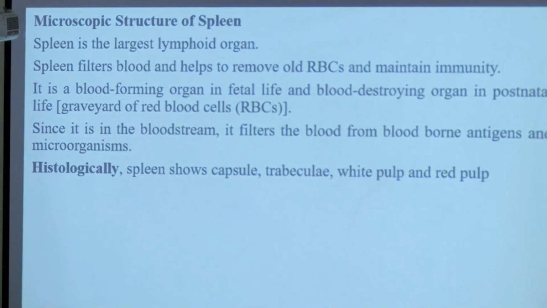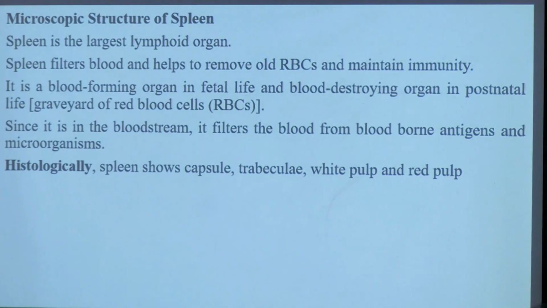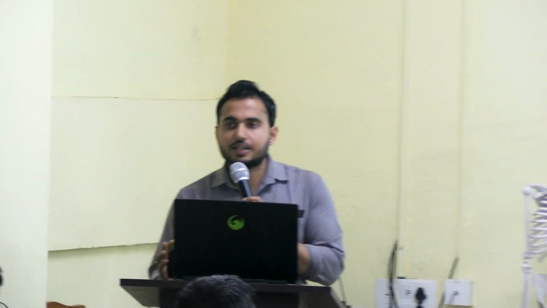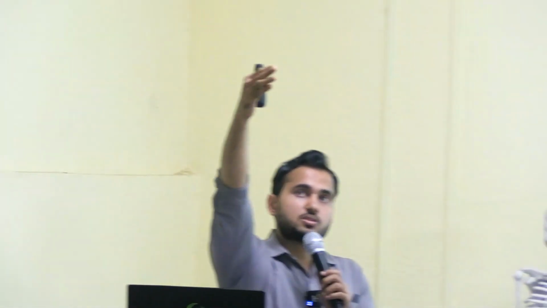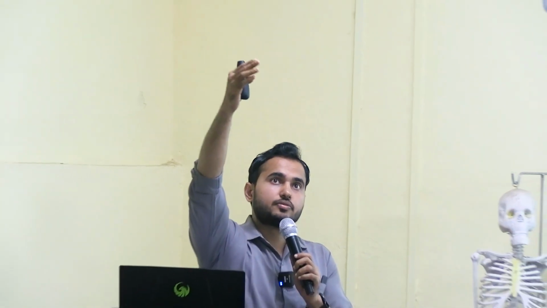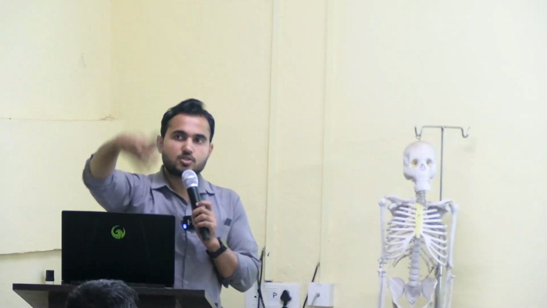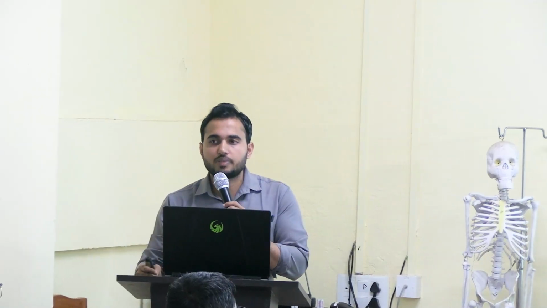Now, histologically, when you see the structure of the spleen, three things will be there. First of all, you will see the capsule. Then you will see the trabeculae, as I have mentioned, or in layman's terms, partitions. For example, suppose this is the roof, and from the roof I have put so many partitions. Then what will happen? This glass will be divided into small compartments.